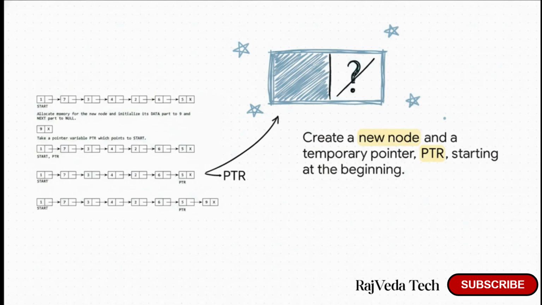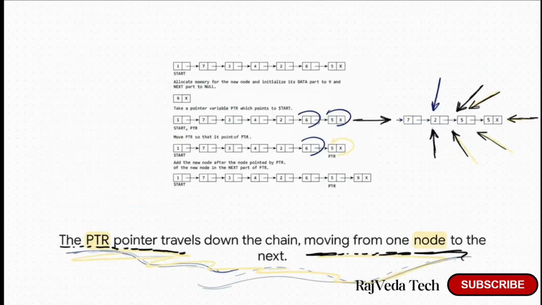We start by creating our new node, and notice its next pointer is already set to null because it's about to be the new end of the line. Now, to find the current end, we need a guide. So we create a temporary pointer, we'll call it PTR, and we place it right at the start of the list. And now the trip begins.